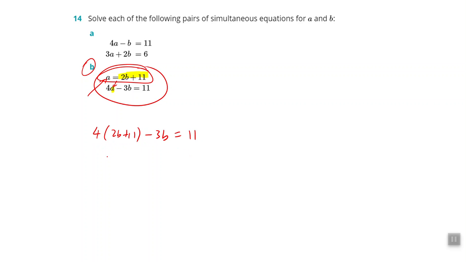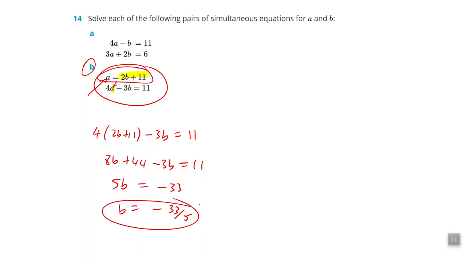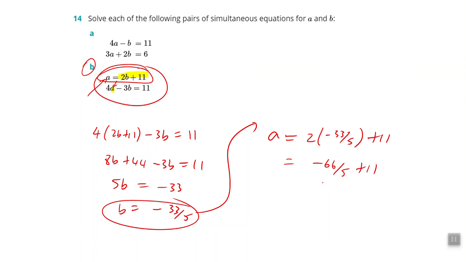Expand. So this will be 8b plus 44 minus 3b equals 11. Simplify. 5b minus 33. So b equals minus 33 over 5. I've got my b. Now just sub back into one of the equations. I'm going to choose the a equation because we're solving for a. So a equals 2b plus 11, so 2 times negative 33 over 5 plus 11. That's negative 66 over 5 plus 11.